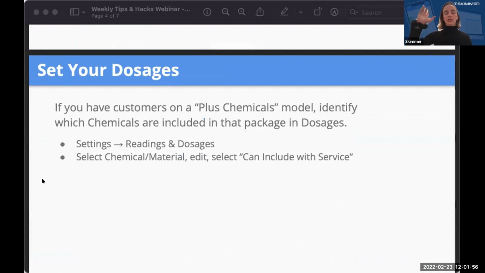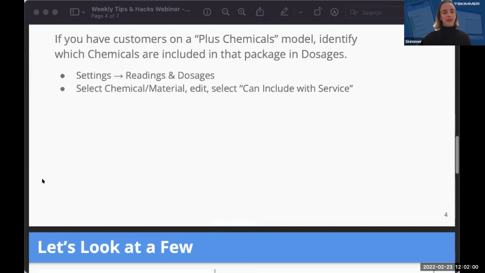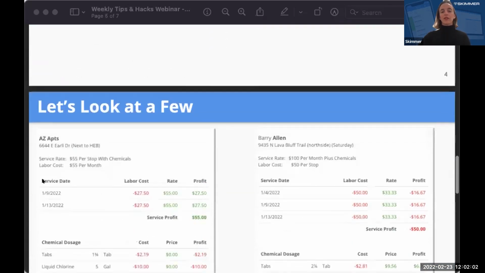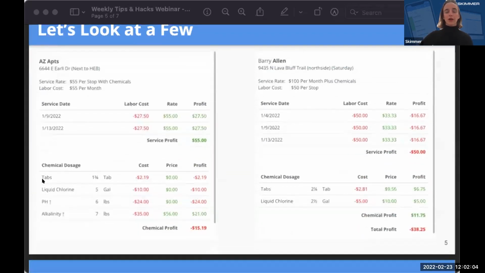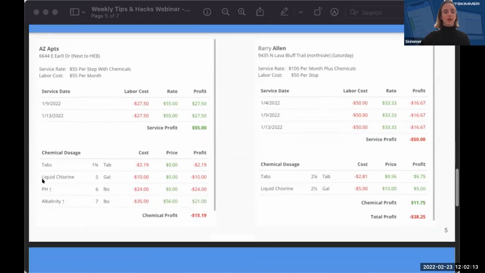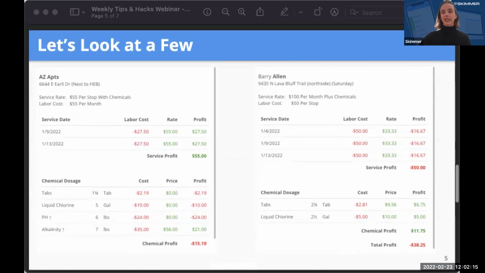So Bryce is going to move through all of these items, but this is what we're going to talk about today. And we'll eventually check out a few sample profit reports, and we can talk about how to analyze them, how to think about them, and what takeaways you might have. So Bryce, take it away, and I'll stop sharing.